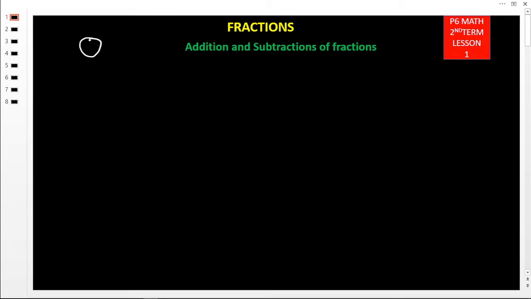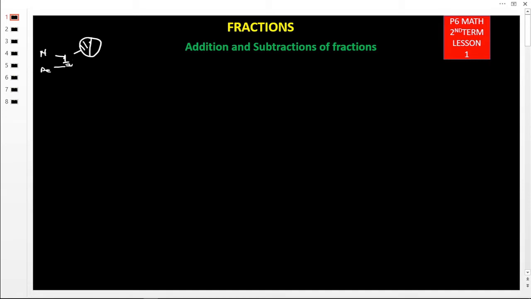So if this is our whole and we divide it, then when we shade this one, it becomes a part of a whole. So this is 1 out of 2 parts. This upper number is what we call the numerator and this one is the denominator. The lower number shows us how many times the whole has been divided. So it is 1 out of 2. This means that this whole has been divided into 2 parts.